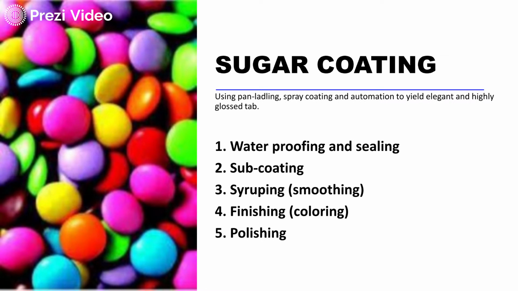So let us first begin with the sugar coating process. As I have told, this is one of the oldest methods used for the coating of tablets. The process is a little bit complicated and a very time consuming process. Moreover, it needs the expertise of the operator to perform the sugar coating process. It basically comprises 5 stages.